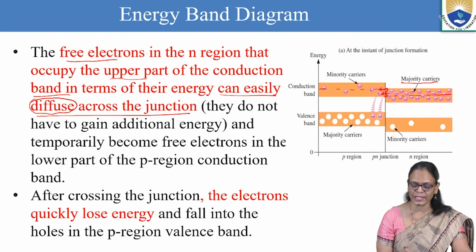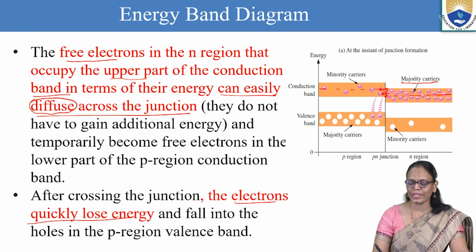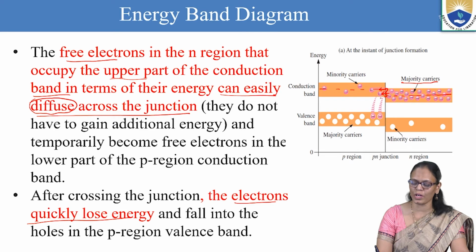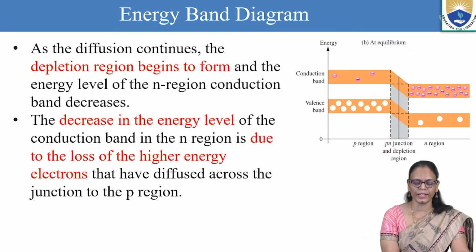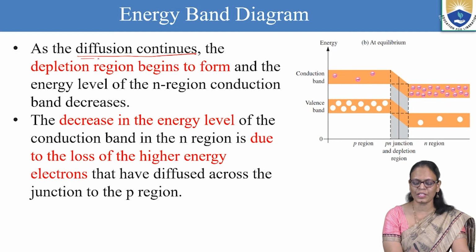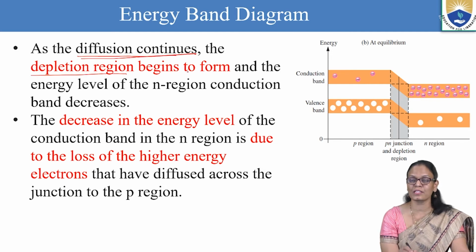When they come here, they settle down in the lower part of the conduction band. But after crossing the junction, what happens? These electrons quickly lose their energy. When the electrons moving from the N side to the P side because of the overlap lose their energy, they fall into the valence band. So after losing energy, they fall into the P region valence band. And as this process of diffusion continues, the depletion layer begins to form.